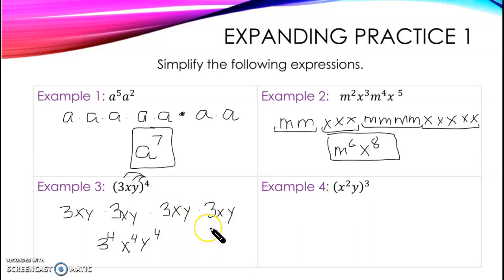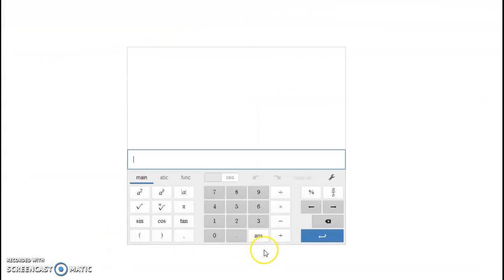That one you might not need to necessarily expand it out, but just be careful to not do 3 times 4. A lot of people might say that's 12, but this is going to be 3 to the fourth power, which is going to reduce. I would use a calculator for something like that.